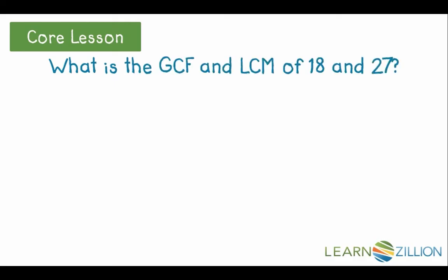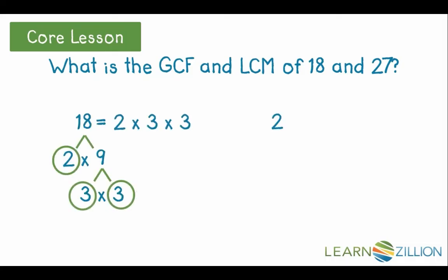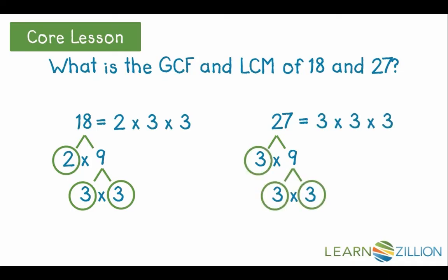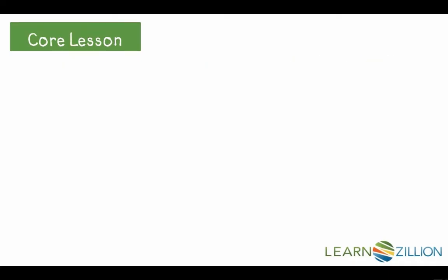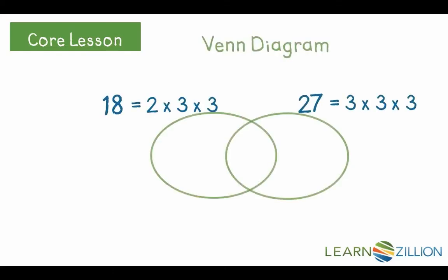So what's the greatest common factor and LCM of 18 and 27? Let's do the factor trees, break those up, and we find the prime factorization for both of these numbers. We're going to take those prime factorizations and use our Venn diagram. Now 2 is not shared, so it goes in the 18 only side. 3 is shared by both 27 and 18, and so is another 3. The last 3 is 27's alone.